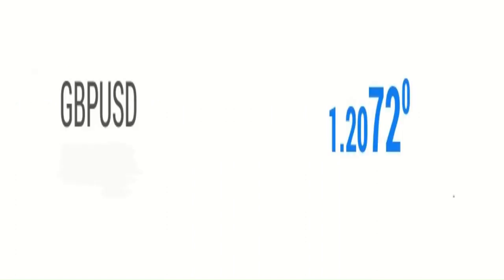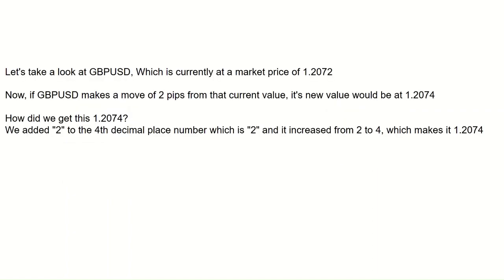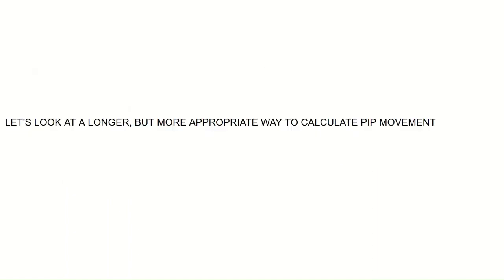Let me re-explain this also. We explained earlier that EUR/USD makes a movement of 1 pip, and we added the 1 pip to the fourth decimal place. Now, this is GBP/USD. It makes a movement of 2 pips. Now, we are going to add that 2 pips to the fourth decimal number, which is 2. So 1.2072 becomes 1.2074 because we added the 2 pip movements to the fourth decimal number, which is 2. I hope you understand it now.